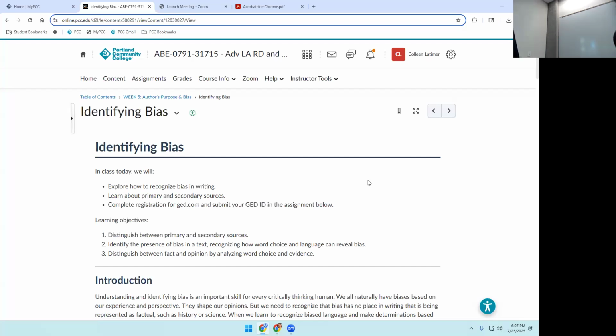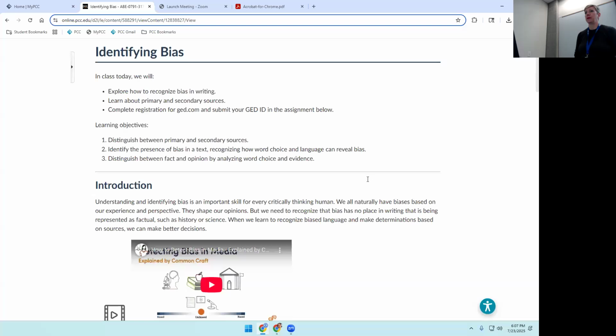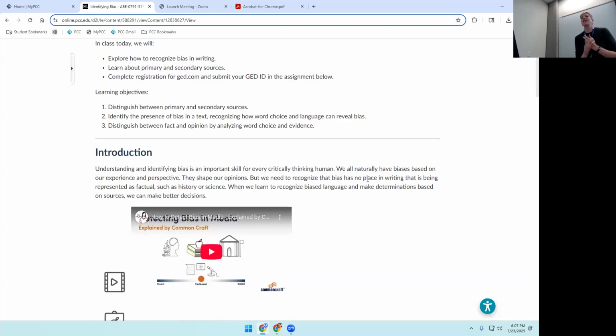Yeah, this is really important. How do we distinguish between fact and opinion just by looking at word choice? So that's what we're going to focus on today. Bias is a really important skill for us, regardless of the GED. We want to be able to analyze what we're reading and determine how biased it is.